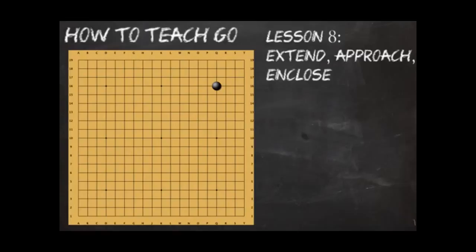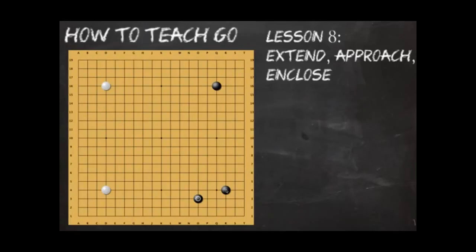Another example to use is the shimari. So for example, let's say I'm here, and you say you want to play on the bottom side. We have three options: one, an extension; two, an approach; or three, a corner enclosure, which is normally one space. You can do a two-space corner enclosure. It just has more aji, or weakness, and you can teach aji if you want.